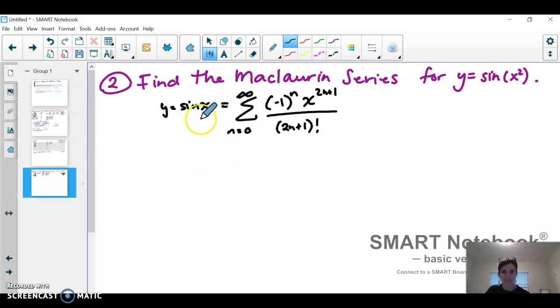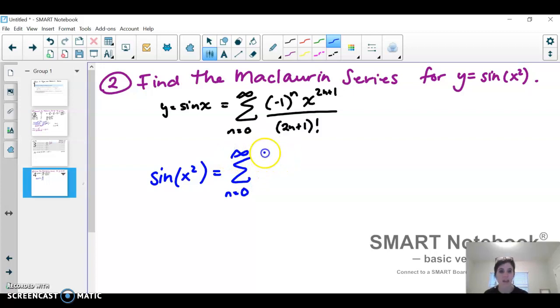So if we are going to take sine x and use it to help us write sine x squared, what do you think we're going to have to do? Well, hopefully you just thought, I'm going to replace x with x squared. That's exactly what we're going to do. So for sine of x squared, we're going to take that same sigma notation from 0 to infinity. We're going to keep the negative 1 to the nth power. And then instead of having x to the 2n plus 1, we're going to have x squared raised to the 2n plus 1. All right. And then we're still keeping that same factorial. So all that we changed was the x squared.